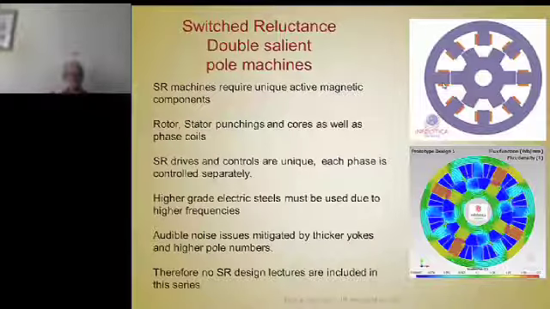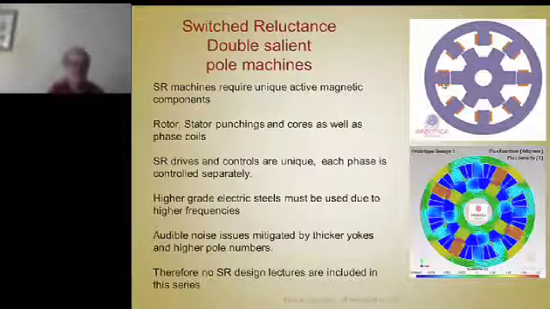Remember I said in the earlier lecture that since the switch reluctance machine doesn't use the same stator as these other three machines, we haven't considered it in this comparison. But there's so much interest in switch reluctance now that I felt it was necessary to put a couple of slides in here and discuss it at least, so that you know a little bit about it and how it compares with the other machines.